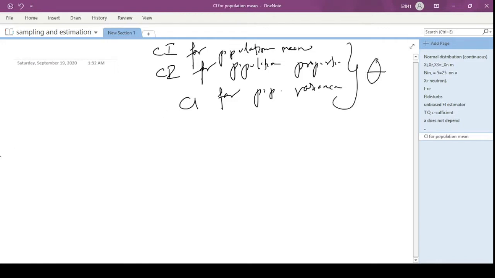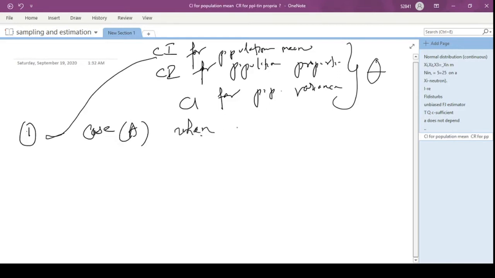To understand this, we'll first start with one simple example, with a number of cases. The first case we will go for is the population mean, as we said here: confidence intervals for population mean. In population mean also we can have a case, let us say case A, when population variance is known.